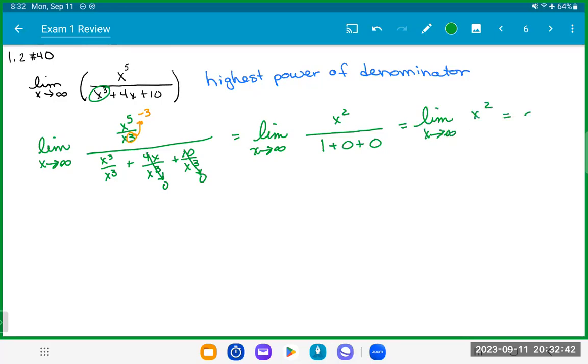And so that is infinity squared. And so we can't pinpoint that. So we would have to say that the limit does not exist. Okay. Questions?